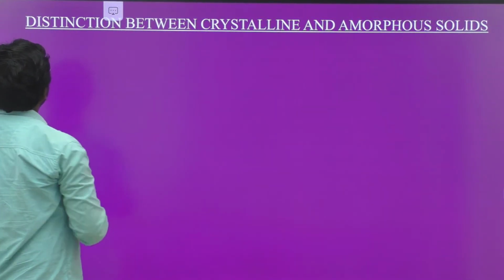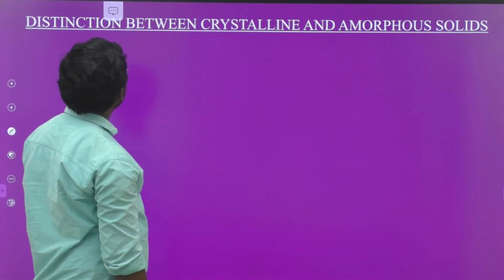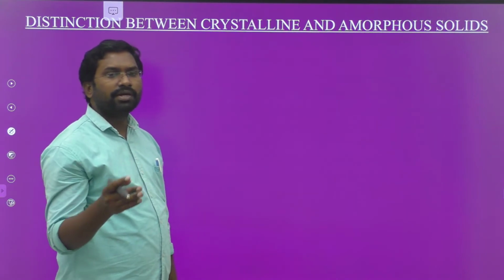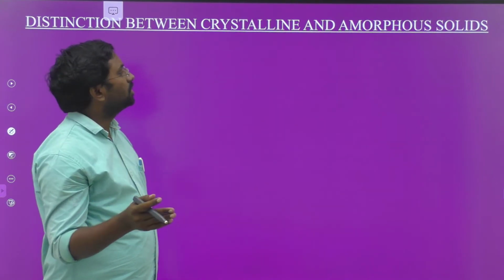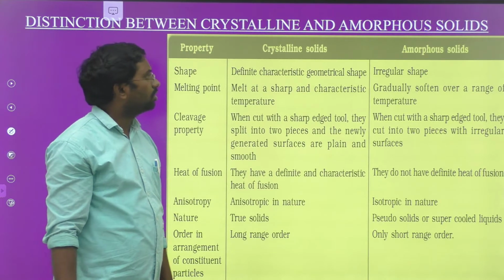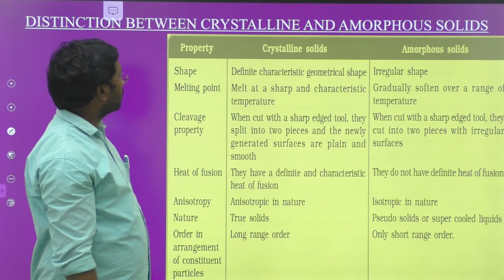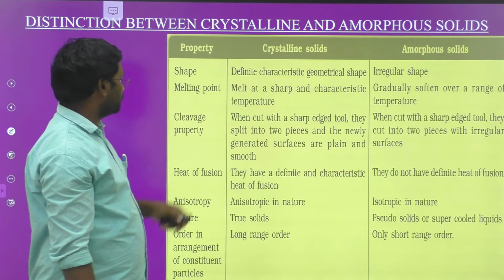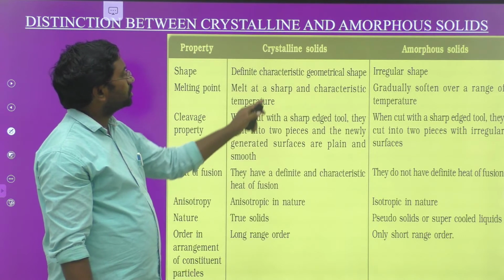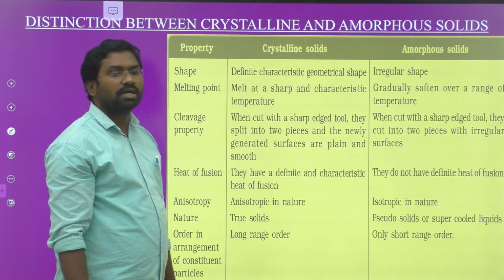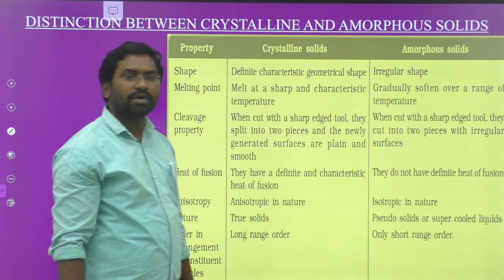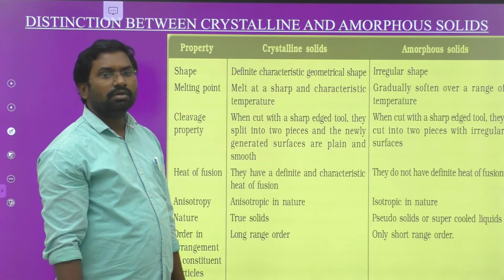Okay, next one, an important thing regarding this one. Distinction between crystalline and amorphous solids. So what are the main differences between the crystalline solids and amorphous solids? Let us look at this table. First point, shape. Crystalline solids have a definite characteristic geometrical shape. In case of amorphous solids, they are irregular in shape. They do not have any shape because of their disorder.